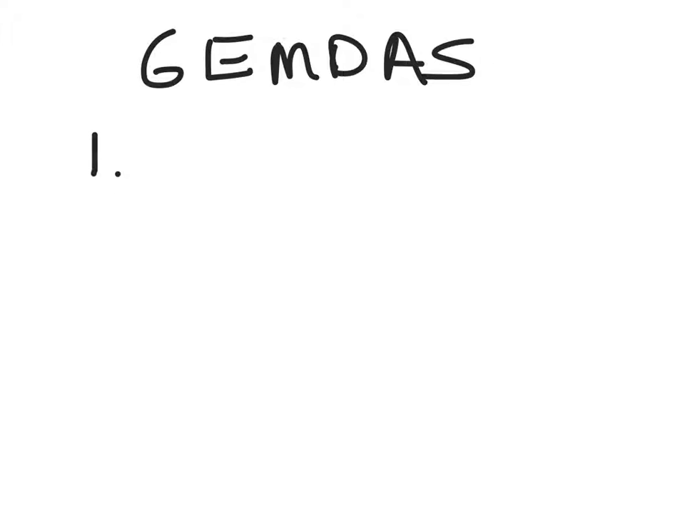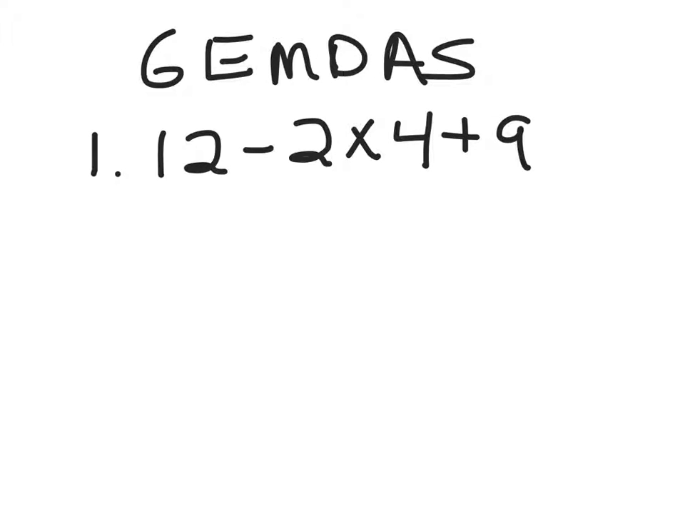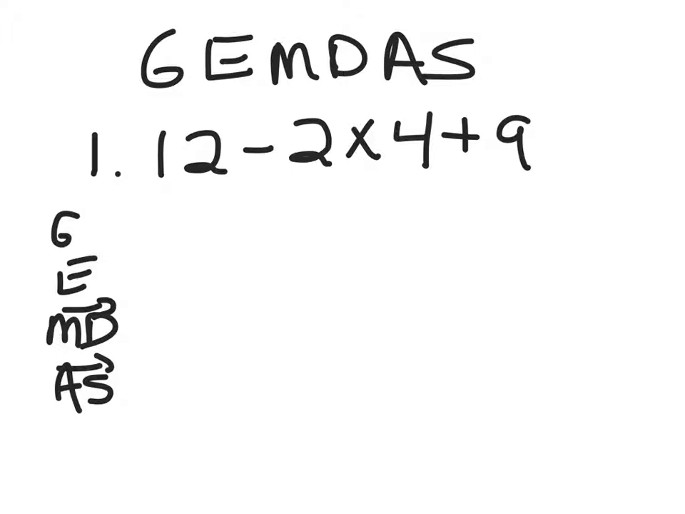Problem number 1, please write this on your paper. 12 minus 2 times 4 plus 9. Go ahead and follow the steps that we learned, writing them on the side and crossing them off as you go, and see what you get as your answer. Remember, multiplication and division left to right, and addition and subtraction left to right.